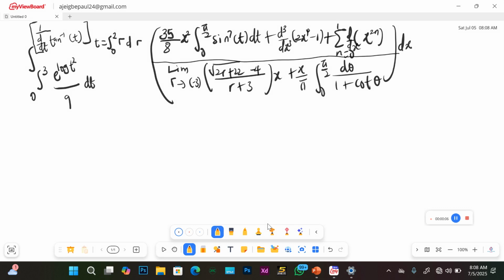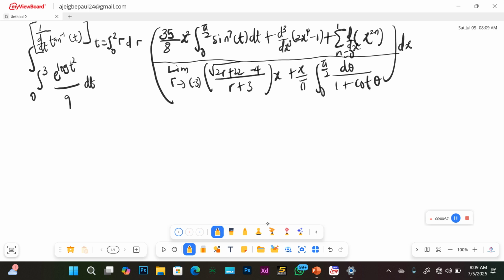So in today's video we'll be solving this beautiful integral. The lower limit is another integral, running from 0 to 3 of e raised to the power of log t squared over 9 dt. And the upper limit is 1 over d/dt of arctan of t, where t is from another integral, 0 to 2 of r dr.